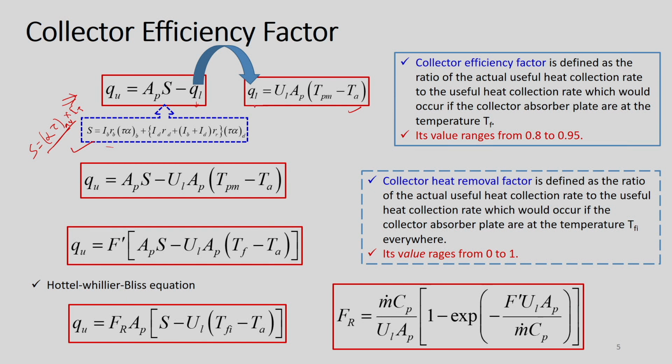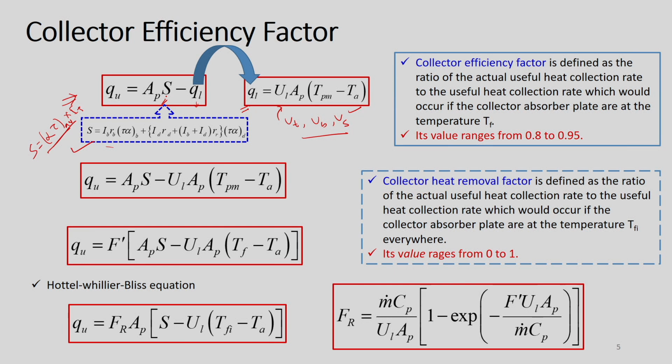Okay. So, if we know UT top loss coefficient, then bottom loss coefficient, then side loss coefficient, then we can calculate what is UL, and once we know UL, then we can calculate what is QL. So, once we know QL, on substitution here in this energy balance equation, we can calculate what will be the useful energy gain, okay, since we know this S value, right. Now, if we substitute this value and we simplify, then what we will get, QU is nothing but APS minus UL AP TPM minus TA. Okay.